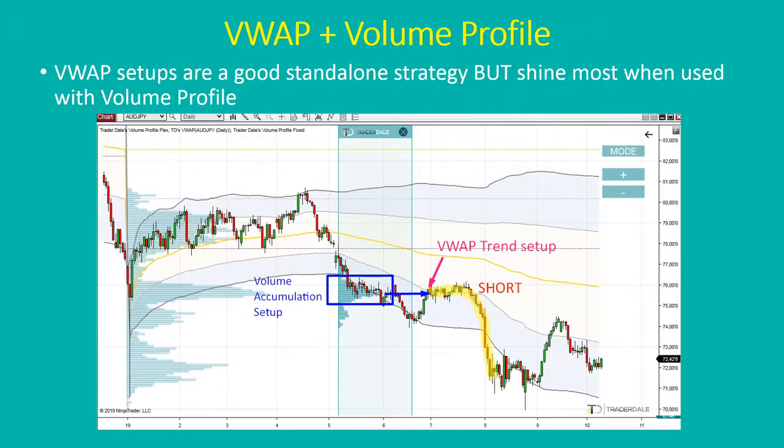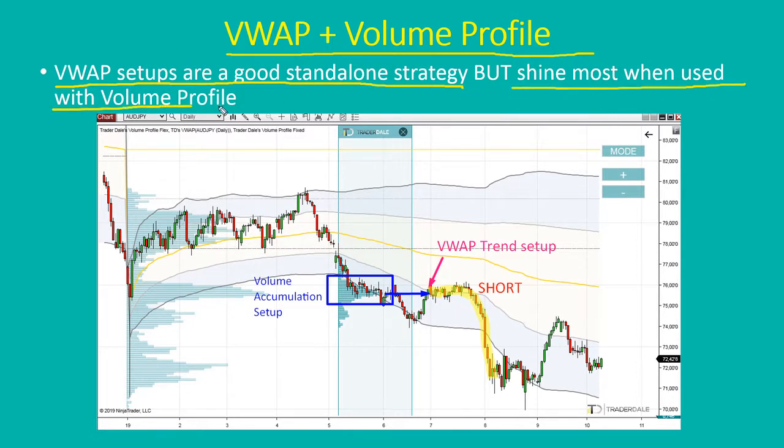Now, what I would really like to show you is how to combine VWAP with volume profile, because combining VWAP and volume profile is extremely powerful. You will get very strong levels when you combine those two approaches. As I have written in here, VWAP setups are a good standalone strategy, but they shine the most when used with the volume profile. The key is in the combination of those. Now in this picture, you can see a nice example of the combination of the volume profile with the VWAP.